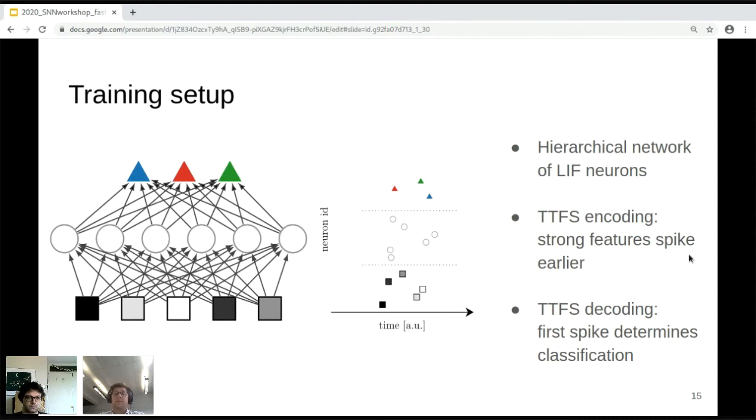And for decoding, we also use time-to-first spike coding. This means that the neuron that spikes first determines the class of the pattern that the network is looking at. And this allows us to describe a loss function that is not based on any onset, that is just based on the time differences of the output spike times, of the label spike times. Our goal in training is to increase the difference between the wrong spikes and the correct spike.